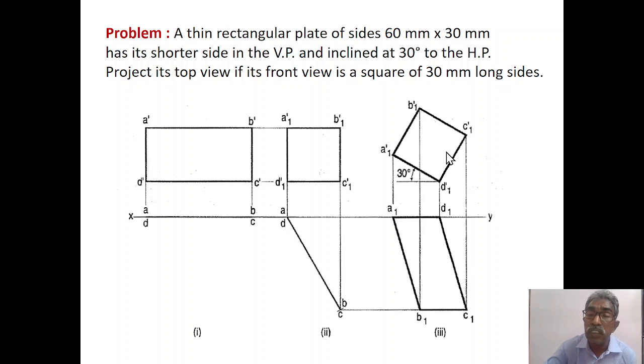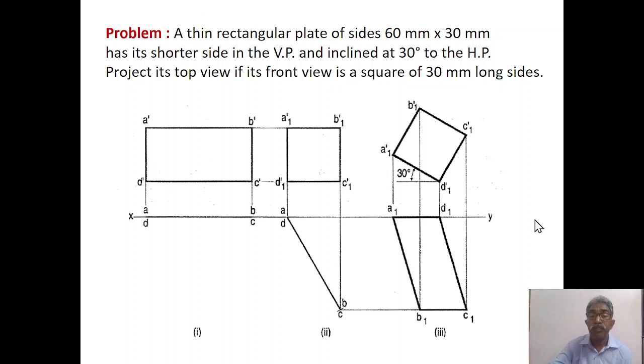In the front view, it is the square with the shortest side making 30 degrees, and it is in a vertical plane. You can observe in the top view, a1 d1 is lying along the xy line. In the top view, that means that side is in a vertical plane. In the top view you are getting the parallelogram, and in the front view you are getting the square, and both figures are smaller than the rectangle, smaller than the true shape of the plane.